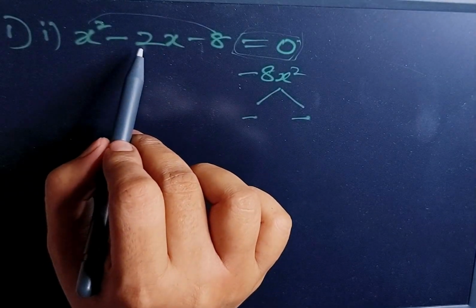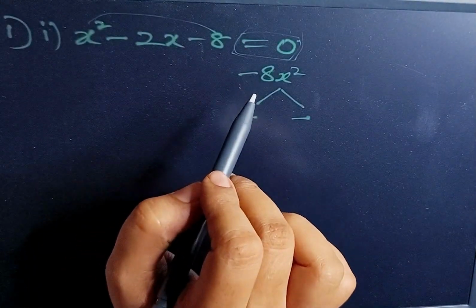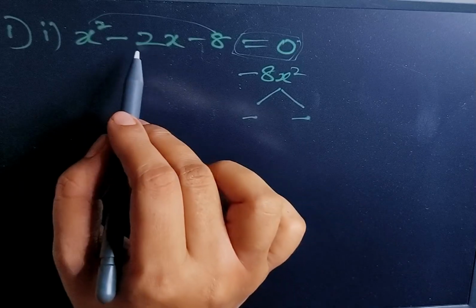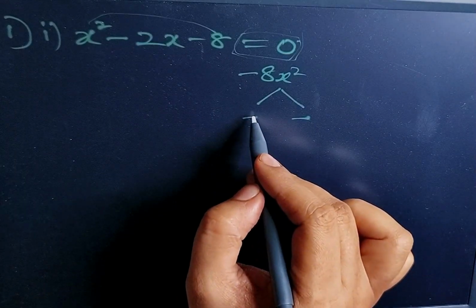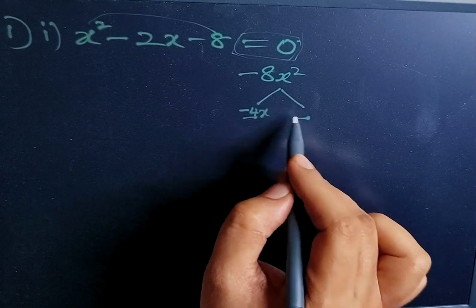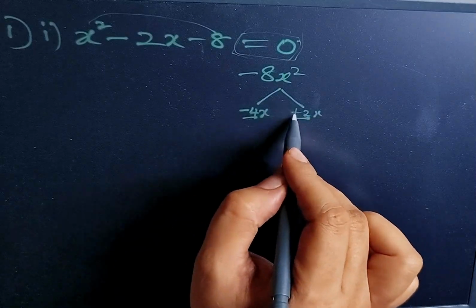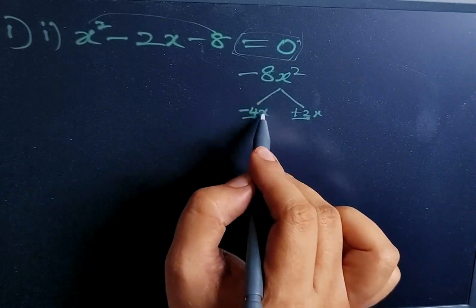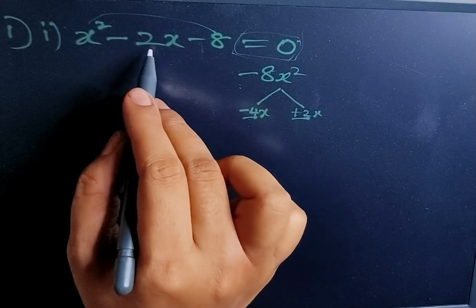Okay, so 4 2s are 8. If we subtract 4 and 2, we'll get 2. As the product is minus, surely we need to subtract. Since the middle term is negative, the greater number is 4. So minus 4x plus 2x. Minus into plus is minus, 4 2s are 8, x into x square. Minus 4 plus 2 will give minus 2.